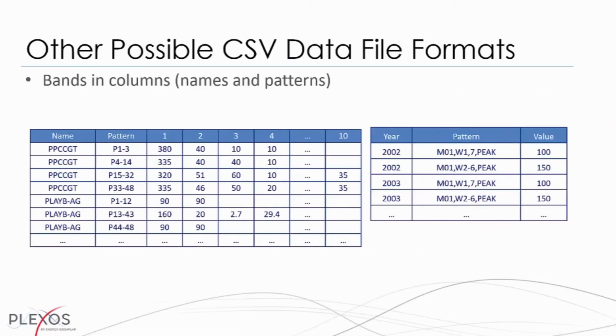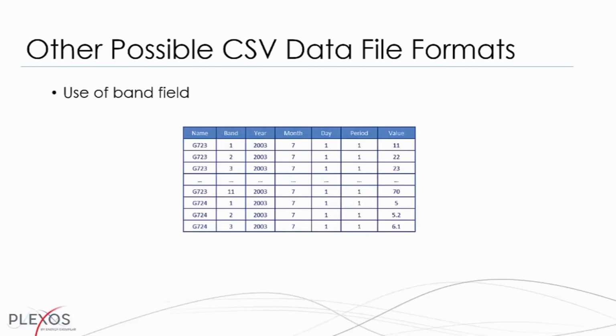Other possible formats for the CSV data file include bands in columns, names, or patterns. As we can see on the right, we have the pattern of M, O1, week 1, 7, and peak. Use of band field: as we can see, we have name, corresponding to the band, and the year, month, day, period, and value in this possible format.